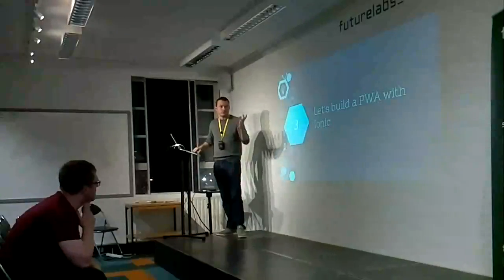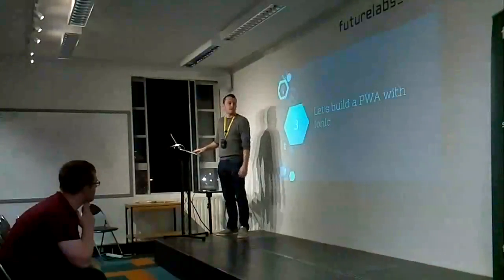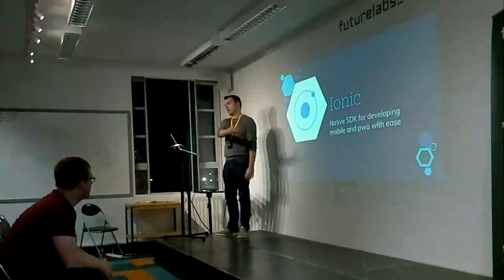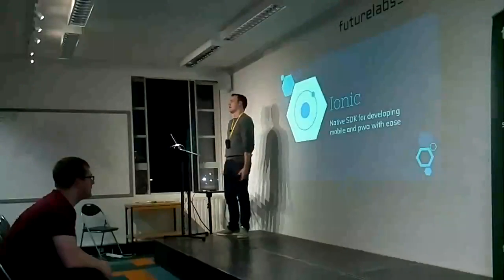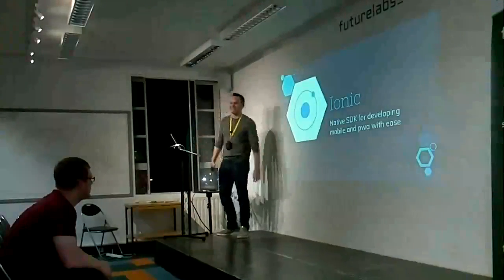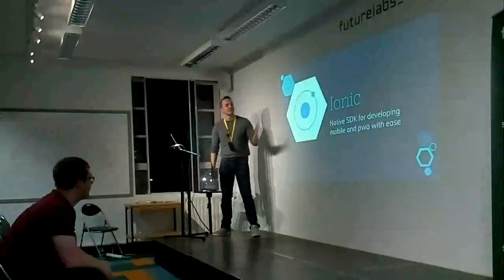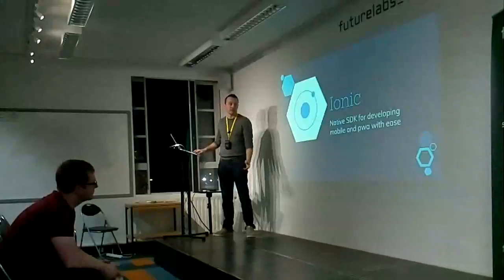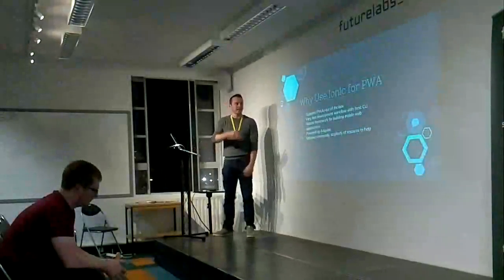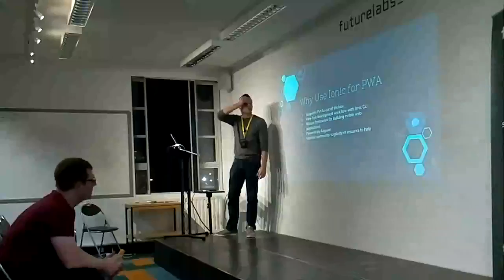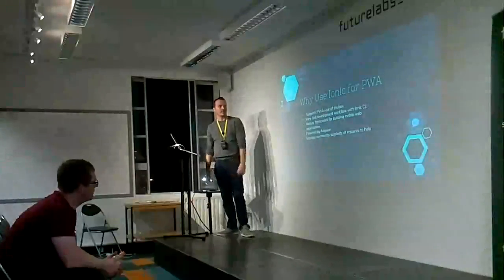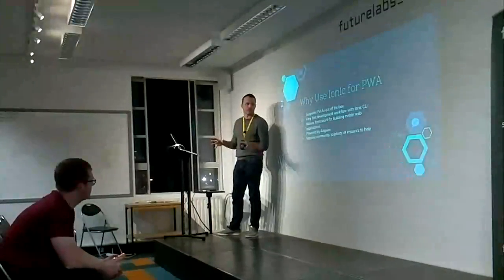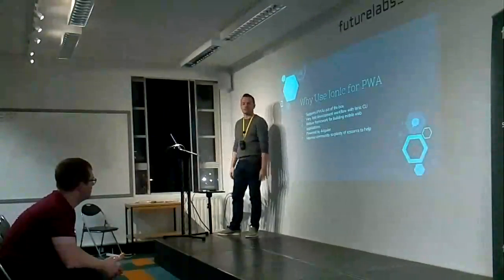So let's build a PWA with Ionic. What is Ionic? Ionic is basically a framework based on Angular, hence why I like it. It gives you a native software development kit for developing mobile and PWA applications with ease. Why I like Ionic is because it supports PWAs out of the box. It's a very fast development workflow. Their CLI is amazing. It's clear, well documented, and nice and easy to use.